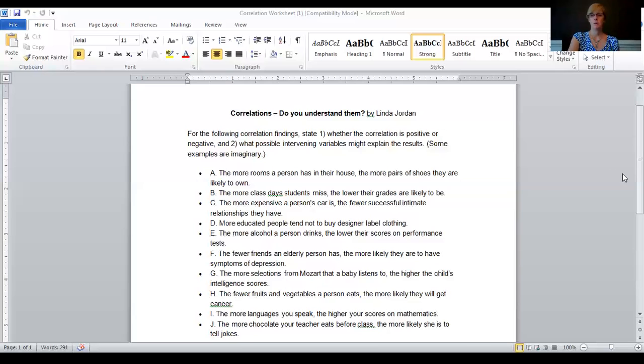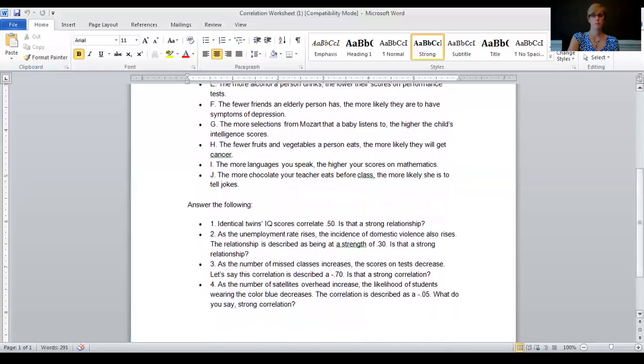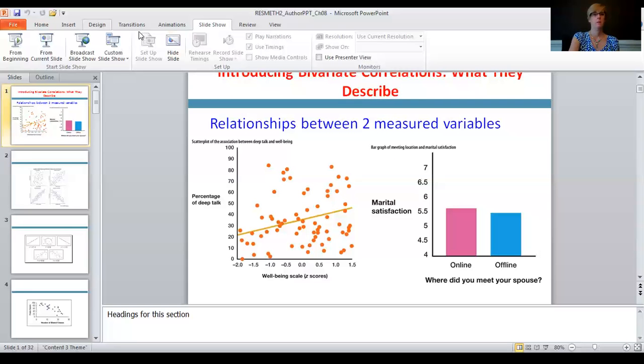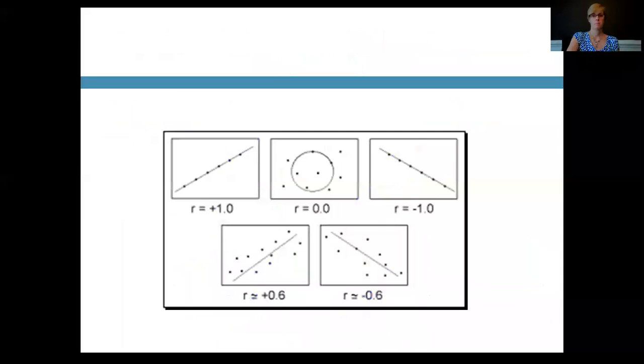All right, let's go down now to the bottom and let's talk a little bit about strength of the relationship. Actually, I'm going to move back over to the slides for this. Okay, here's my correlation coefficients.